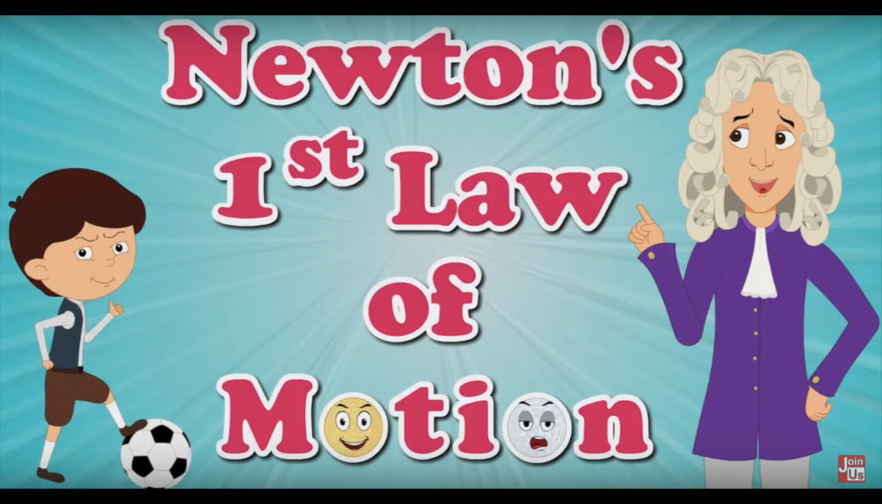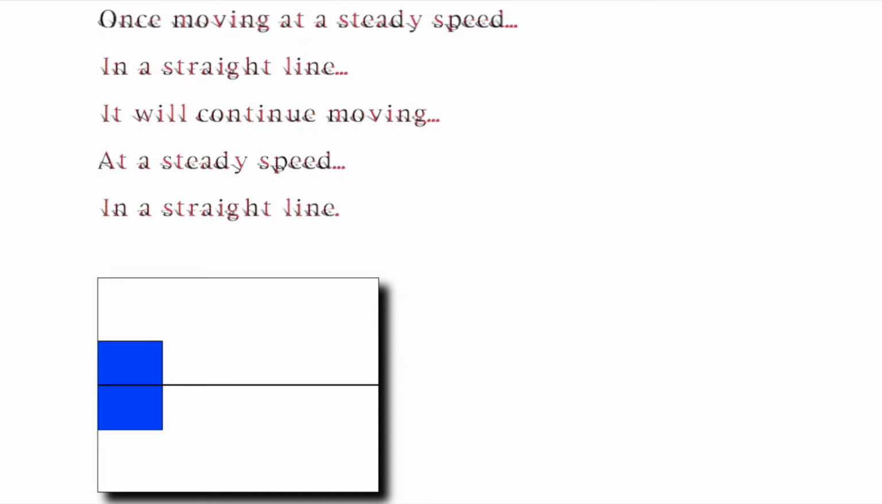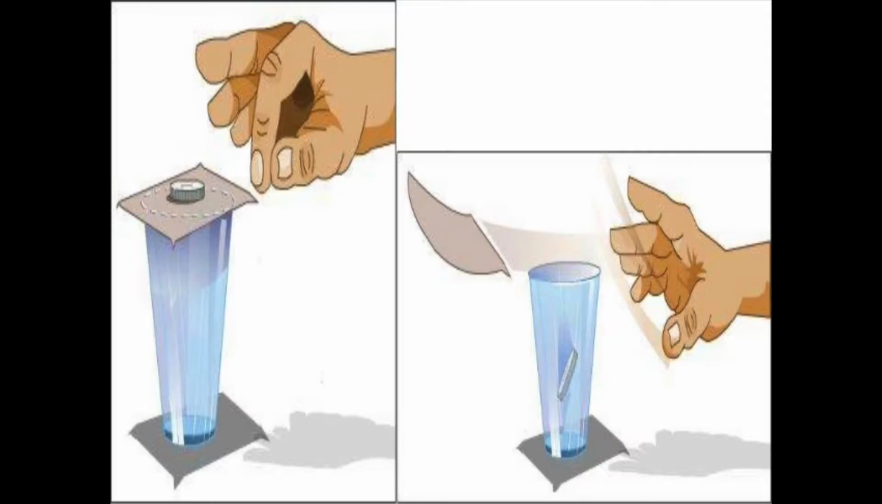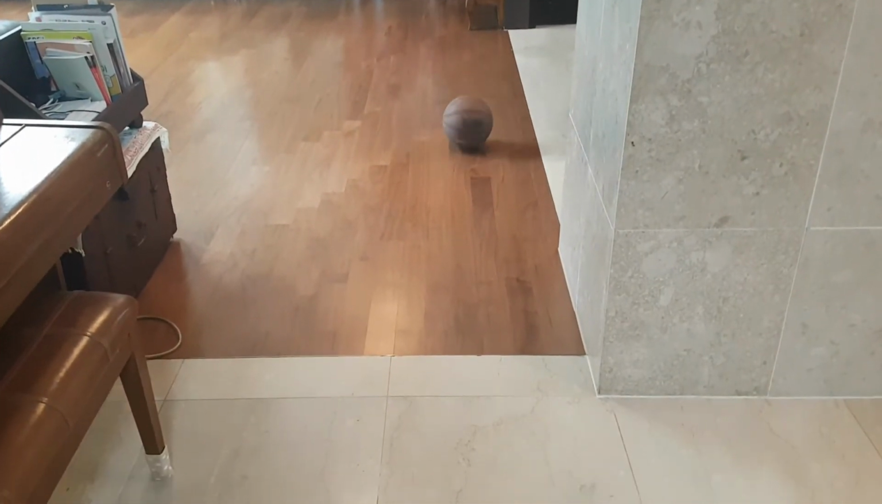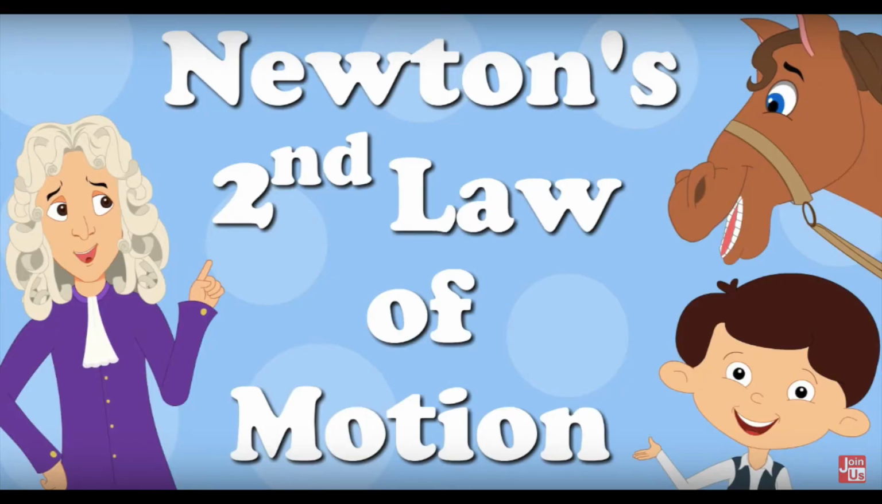Newton's first law of motion states that an object at rest will remain at rest, and an object moving at a constant velocity will continue moving at a constant velocity, unless it is acted upon by an unbalanced force. Inertia is the tendency of an object to resist a change in motion. Inertia depends on mass. Between these two balls, the ball with larger mass moves farther when two balls are rolled with the same force, since it has more inertia.